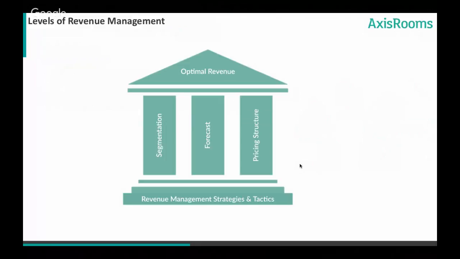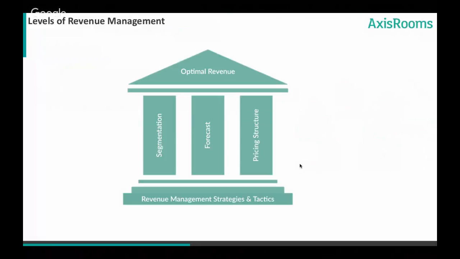So no 2 customers are ever the same. You have business customers, you have leisure customers, you have a much wider mix of customers, group, wholesale, etc. Therefore, it is important for hotels to understand those segments and have a clear, defined revenue management strategy, which then helps in the identification of products and prices targeted to those specific segments that you're looking to achieve.